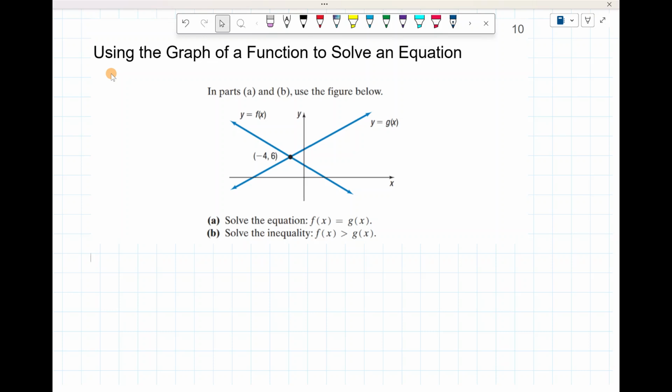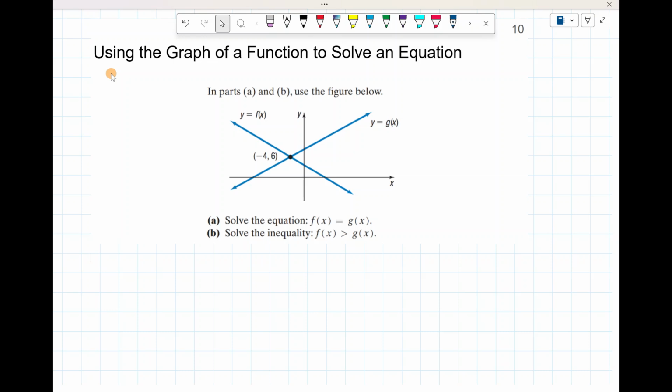So in this graph right here, we have two different linear equations. We have y equals f of x and y equals g of x. Now we don't know the equations for f of x and g of x, but we do know one important fact, which is that they intercept at the point -4, 6.